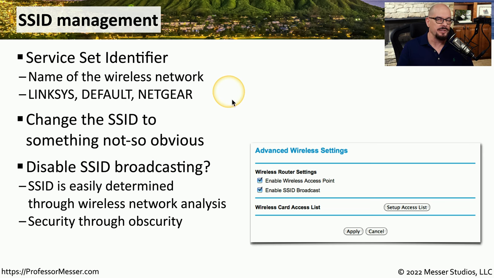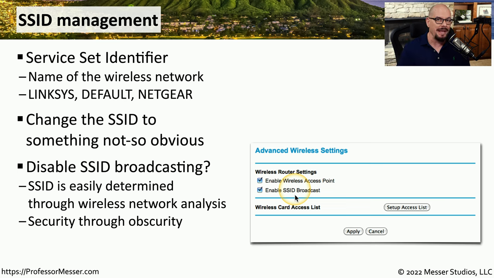You may also notice an option within your SOHO router called Enable or Disable the SSID Broadcast. This is the message that is sent out to all of your devices that populates the list of the wireless networks that are in your area. And if you disable that SSID broadcast, it won't show up on any of those lists.